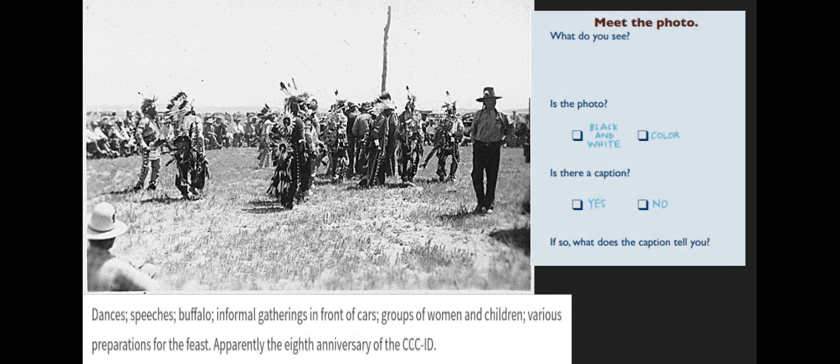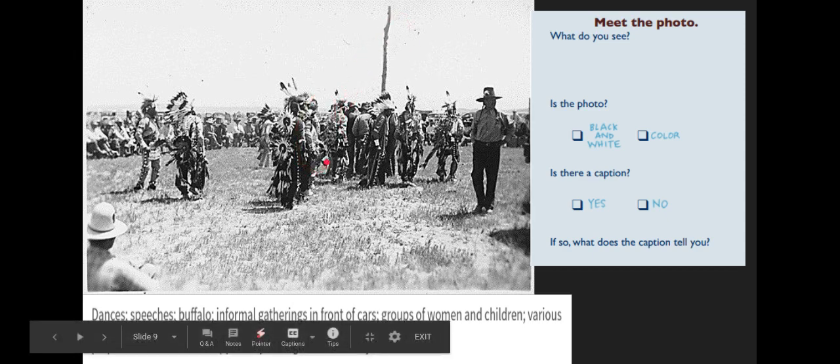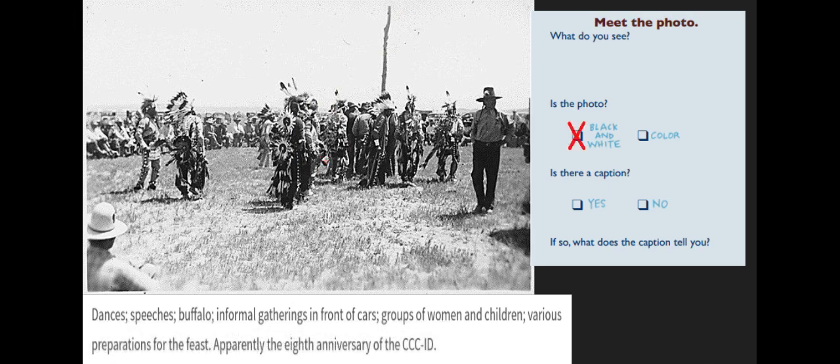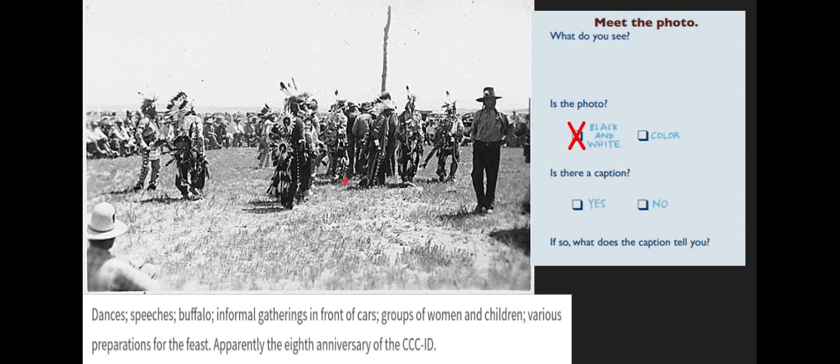So what do we see? Well, I see Native American looking Indians with feather hats, and I see a police officer. I see a big stick pole right here. Okay. And then I see that the photo is in black and white, right? Is it color? Why would it be in black and white and not color? And then, is there a caption?